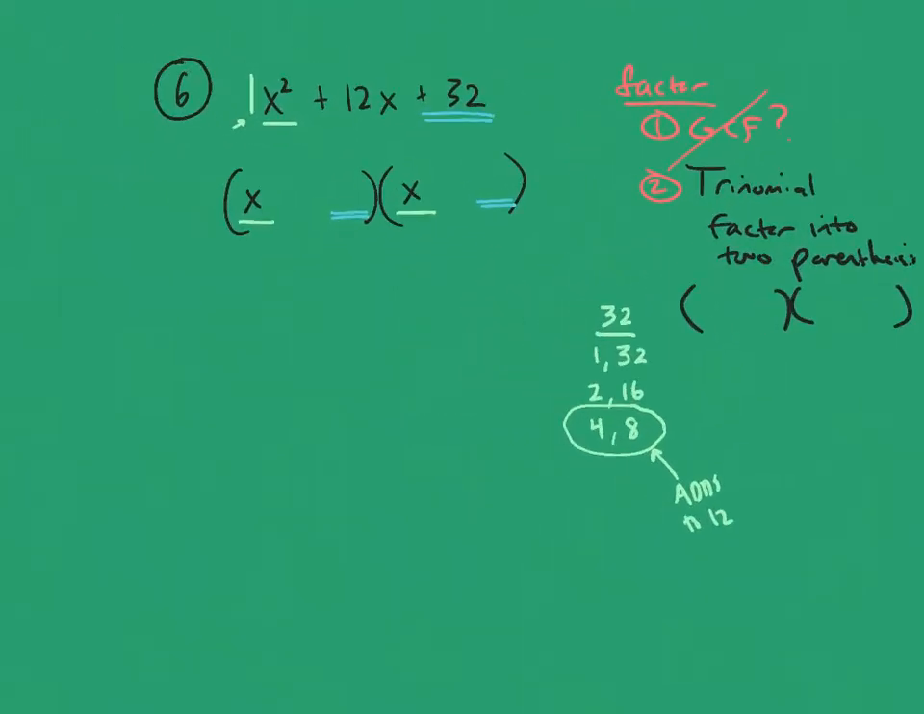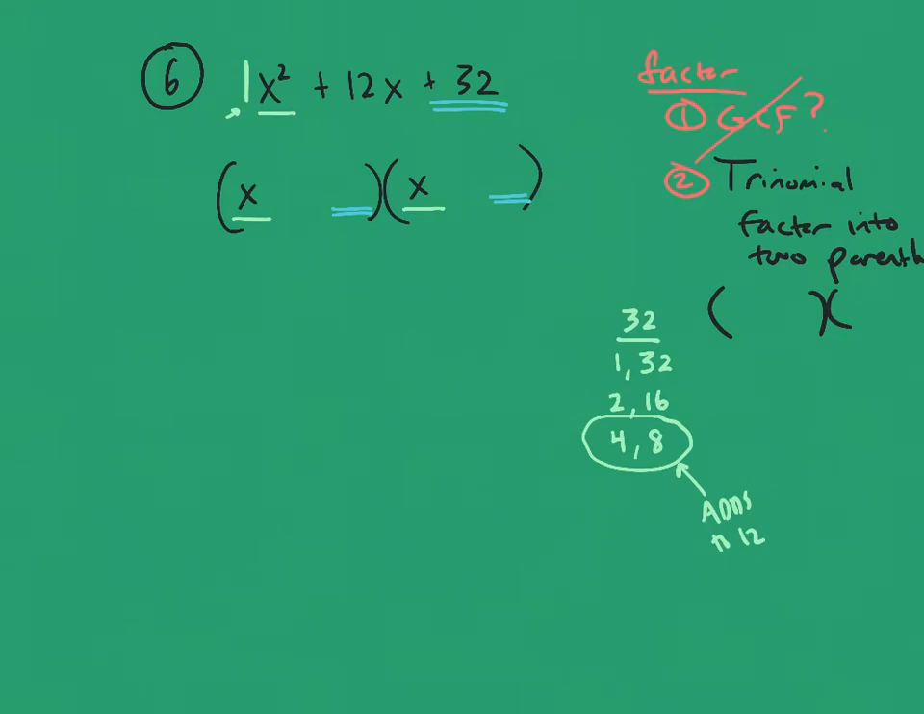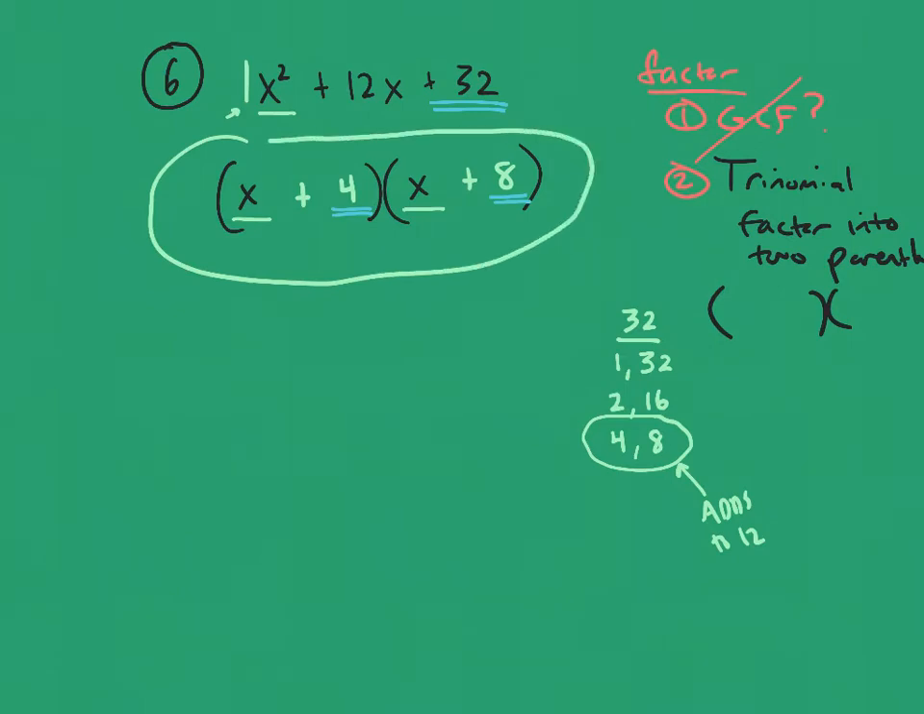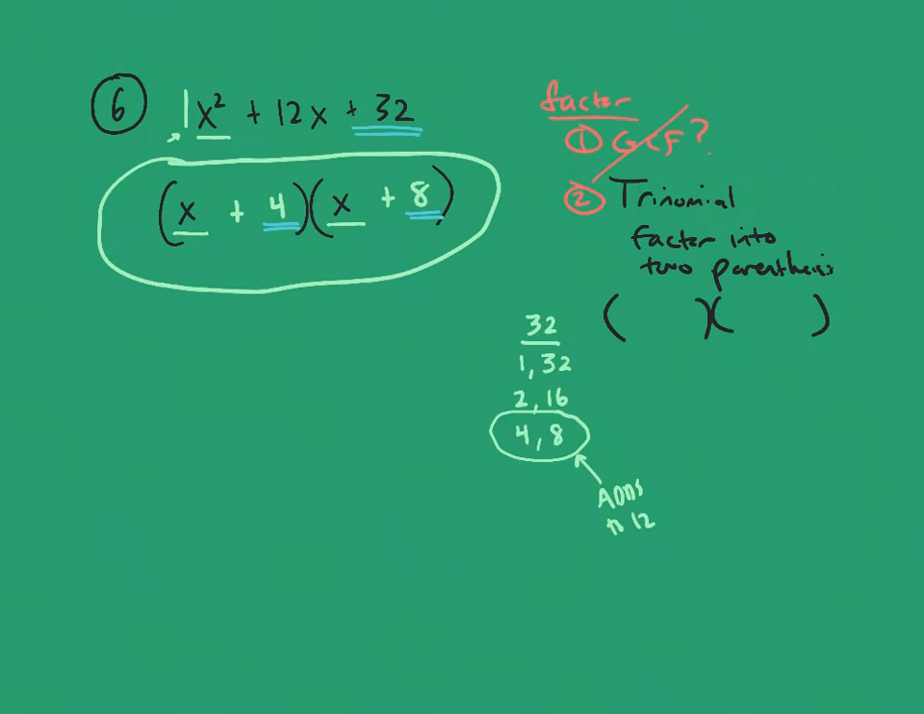Adds to 12. So positive 4 and positive 8 multiply to be positive 32 and then also add to 12. So positive 4 and positive 8. So again, like I said, that process there, this is just your sort of basic factoring a trinomial. You'll need to be really, really practiced at that.